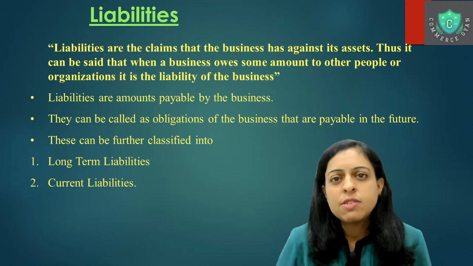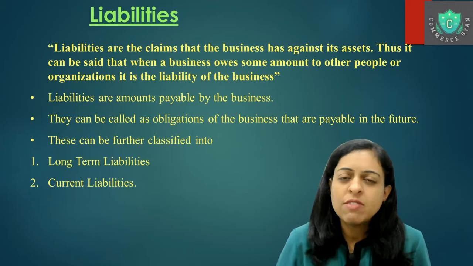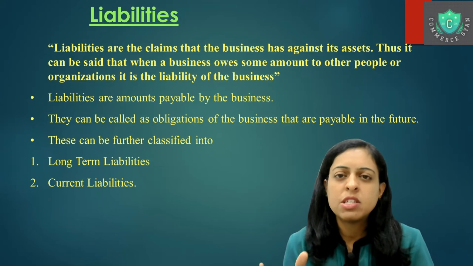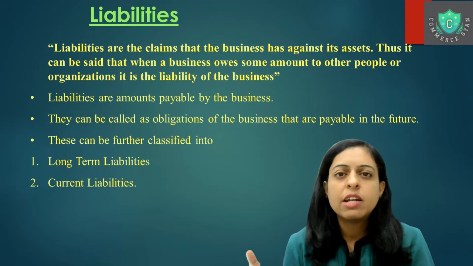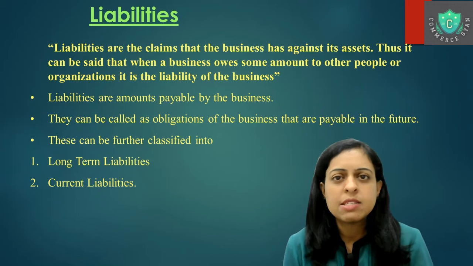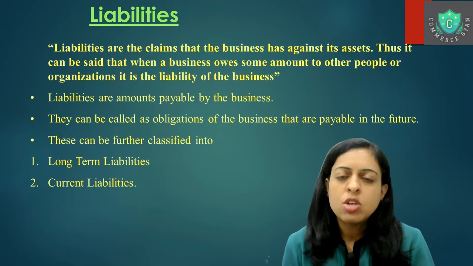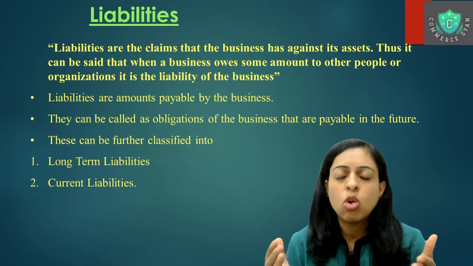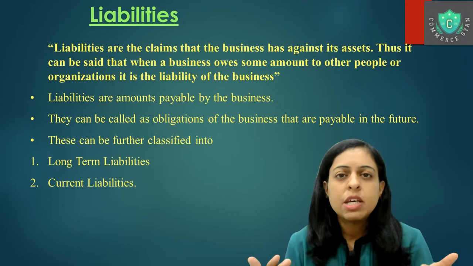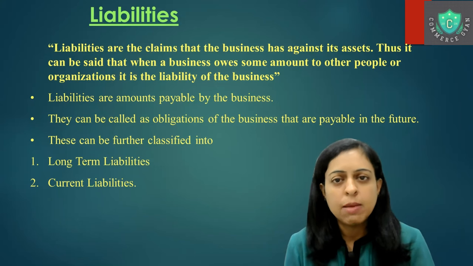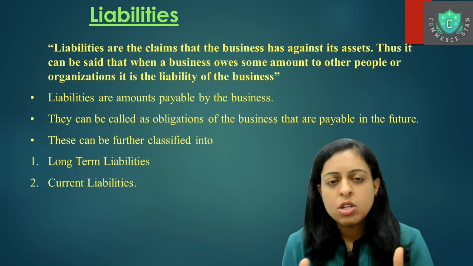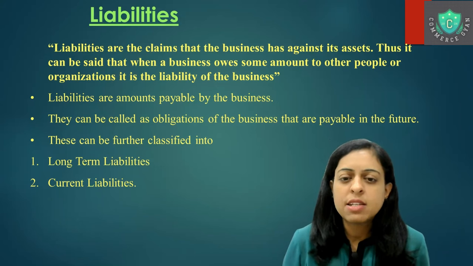Again, as we have long-term and short-term assets, we also have long-term liabilities and short-term liabilities. For a business, long-term means more than 1 year, and short-term means up to 1 year. Both long-term and short-term liabilities are a part of business. If it is short term, it is called a current liability, just like we have current assets. Got it? So I hope this definition of liabilities is clear to you.